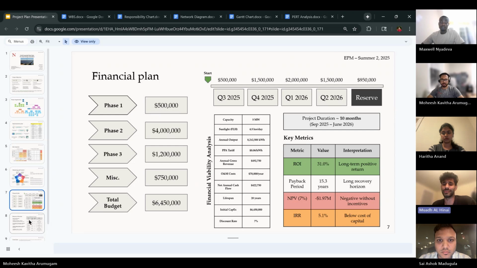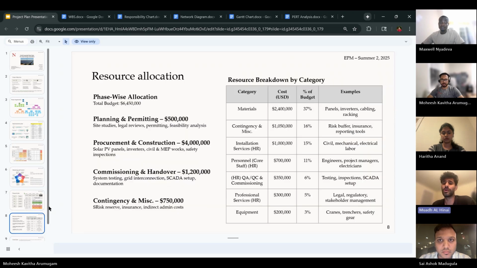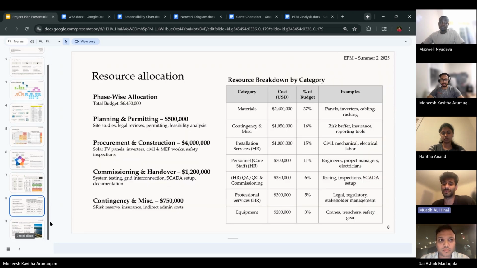For the resource allocation, most of the capital investment, about 4.4 million, is concentrated in procurement and construction. Planning and permitting require about 500,000, commissioning around 1.2 million, while the remaining 750,000 is set aside for contingency. Looking at categories, materials account for the largest share at 2.4 million, about 37%, covering panels, inverters, and cabling. Human resources make up 36%, which includes engineers, project managers, and installation laborers. The balance covers equipment, professional services, and risk services. The allocation reflects a deliberate focus on the project's infrastructure, quality, labor efficiency, and financial risk.